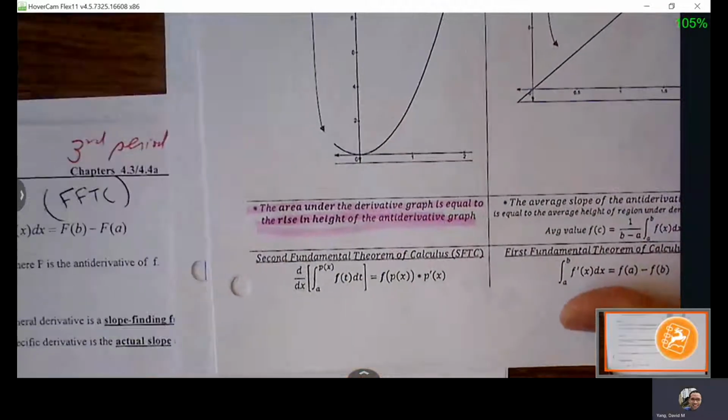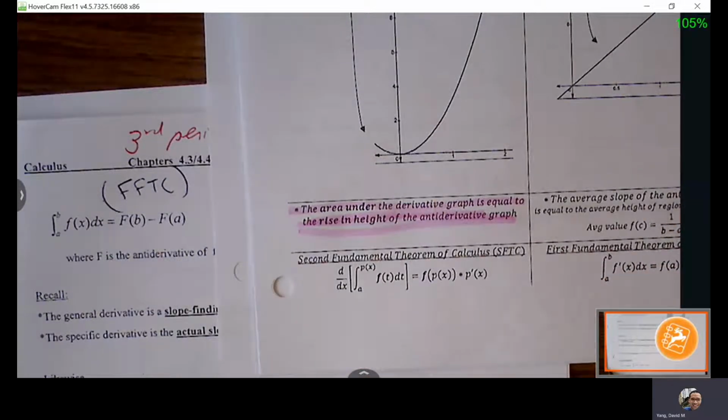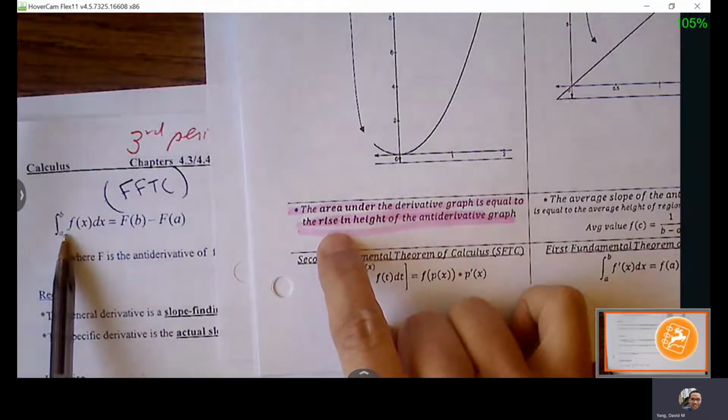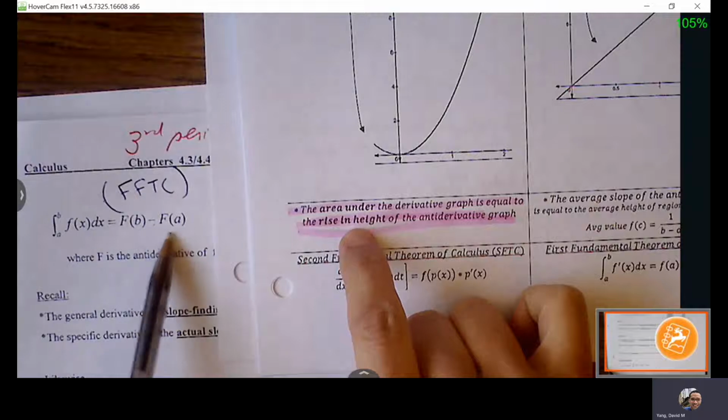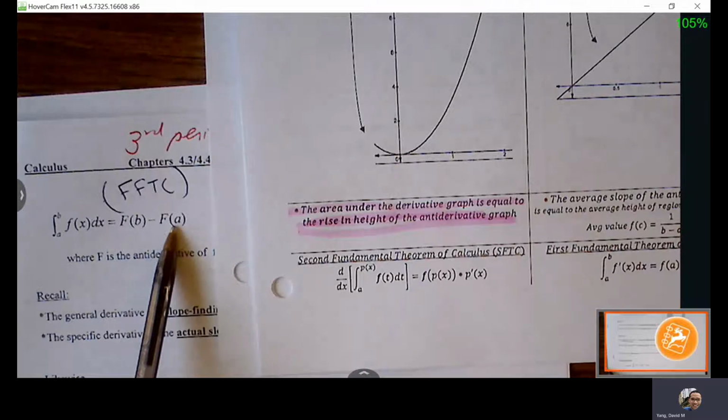Okay. So if you put these next to each other, that's basically what this is saying. The area under the derivative graph, let's say f of x is my derivative graph, is equal to the rise in height or the change in height of the antiderivative graph. So F of b minus F of a is the change in height.